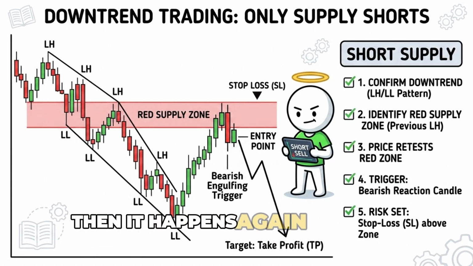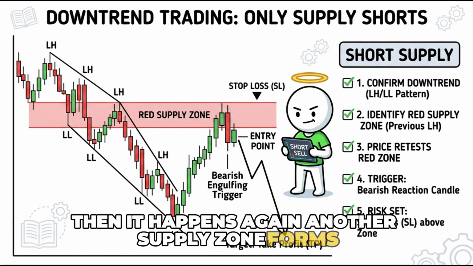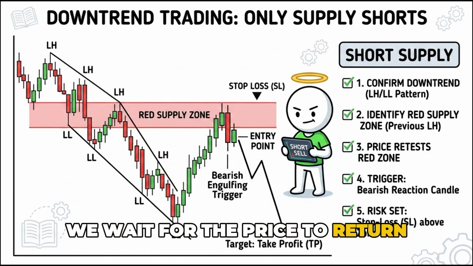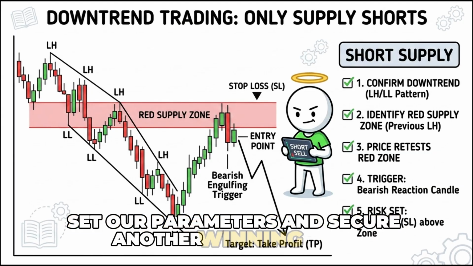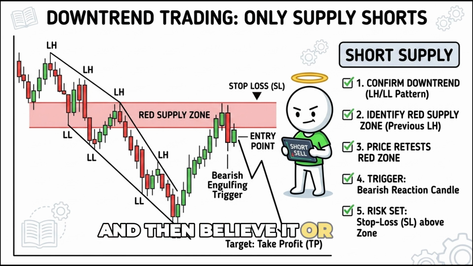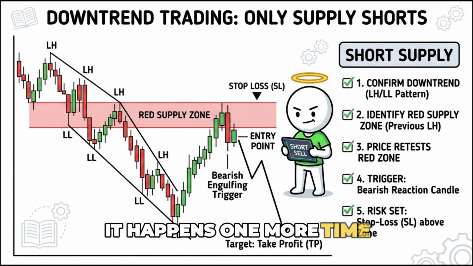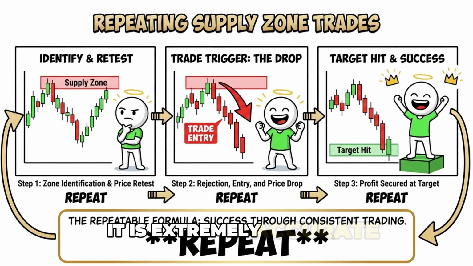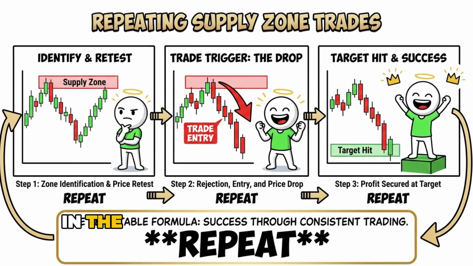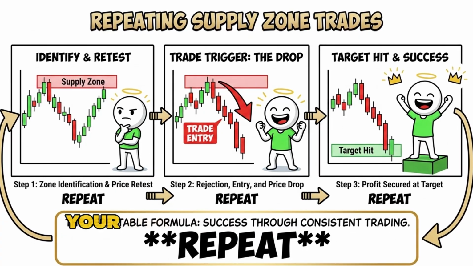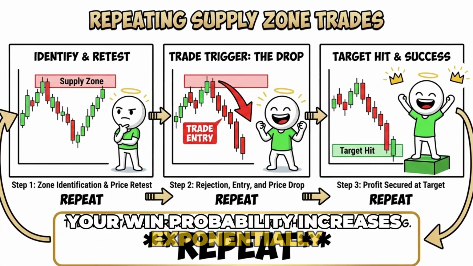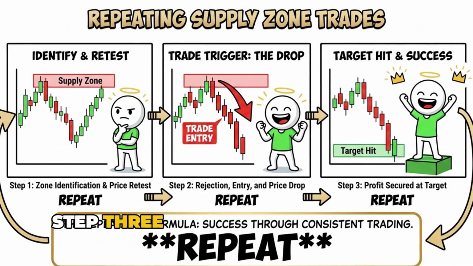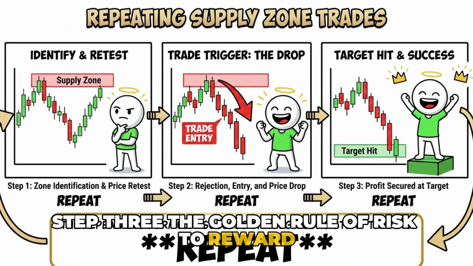Then it happens again. Another supply zone forms. We wait for the price to return, set our parameters, and secure another winning trade. And then, believe it or not, it happens one more time. That is the true power of this strategy. It is extremely accurate, and because you are only trading in the direction of the dominant trend, your win probability increases exponentially.